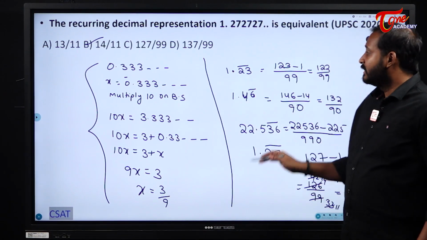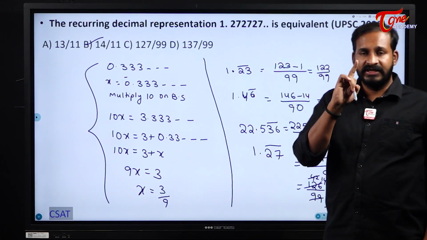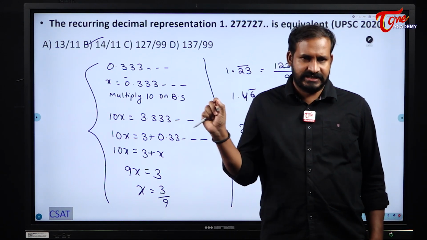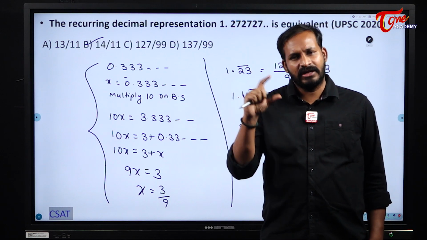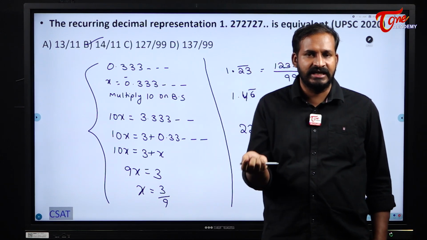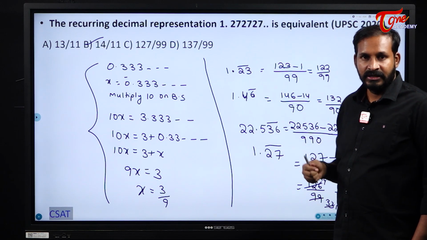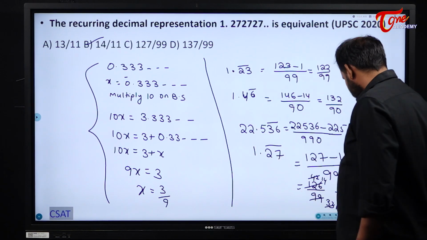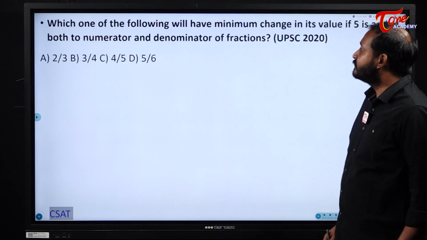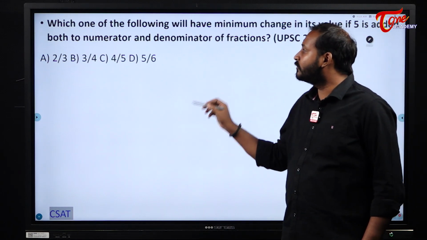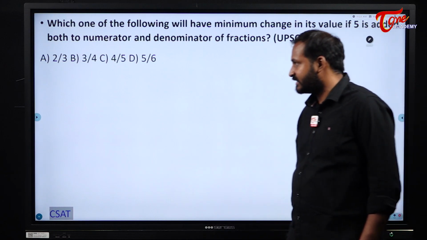See students, UPSC is asking this type of question in every examination. That is from the basics, from the calculation part or any other simple basic understanding, they are asking one question. So please be prepared with this type of questions also. They may ask you. Okay. Next one. Which one of the following has the minimum change in its value if 5 is added both to numerator and denominator of the fractions?